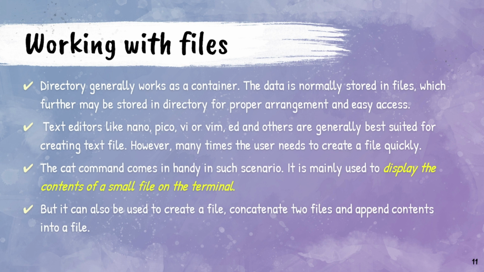As we know very well, why do we use a file? We use the file to store our personal information, and this file can be kept inside the directory that works like a container. Text editors like Nano, Pico, Vim, ED and other text editors are generally best suited for creating text files. However, many times the user needs to create a file quickly. The cat command comes in handy when you want to create a file quickly. It is mainly used to display the content of a small file on the terminal.